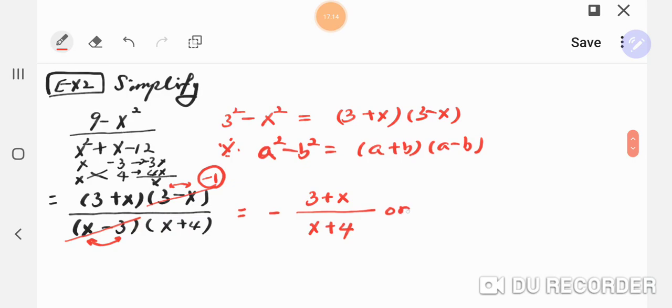So this can be an answer, or you can switch 3 and x. 3 and x is okay. You can interchange these two because this is plus. So this can be negative, with the numerator x plus 3 and the denominator x plus 4. Okay, make sure you don't forget this negative sign.